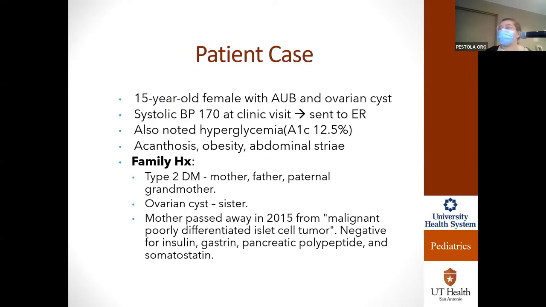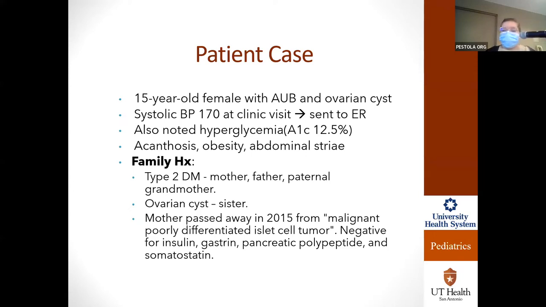All right, so this is our patient case. This is a 15-year-old female who initially presented to her OB/GYN clinic with abnormal uterine bleeding and was found to have an ovarian cyst on ultrasound, as well as systolic blood pressure of 170. She was sent to the ED at that point and was noted to have hyperglycemia. When she was admitted to our hospital, her A1C was actually 12.5. Our exam was mainly significant for acanthosis, obesity, and abdominal striae.